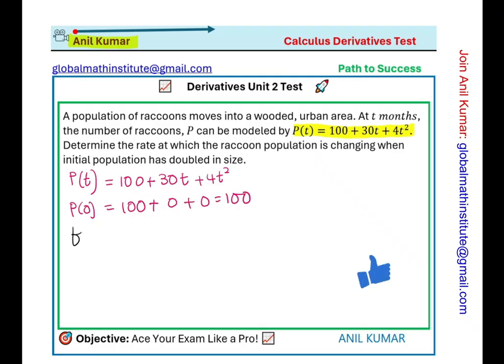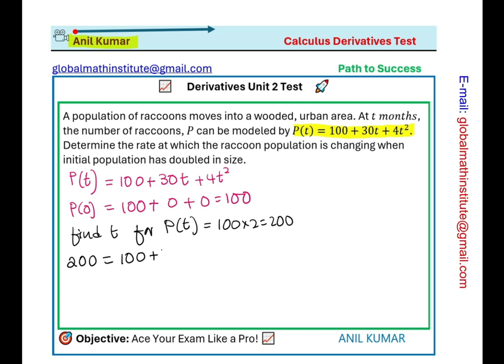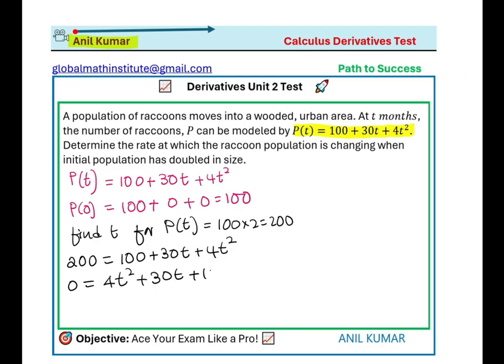So find t for p of t equals 200, which is 100 times 2. Correct. So let's find this. Substituting 200, and we have 100 plus 30t plus 4t square. So that's a quadratic equation to be solved. So we can write 0 equals, rearranging this, 4t square plus 30t plus 100 minus 200 first, okay.